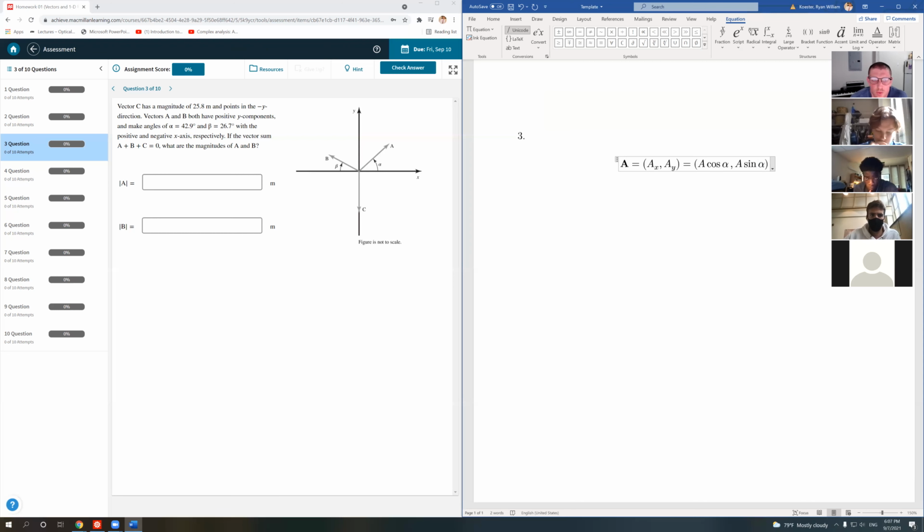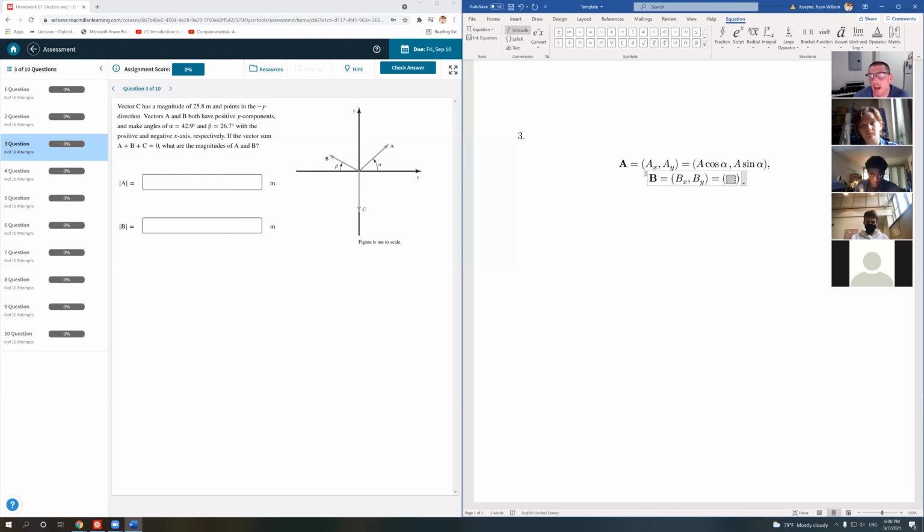The first vector isn't so tricky because it's in the first quadrant, which means both of its components are positive. But you have to be a little bit careful with the second vector. So let's do this. Write out the general form here. This should be vector B. Okay, so how about for this one though?